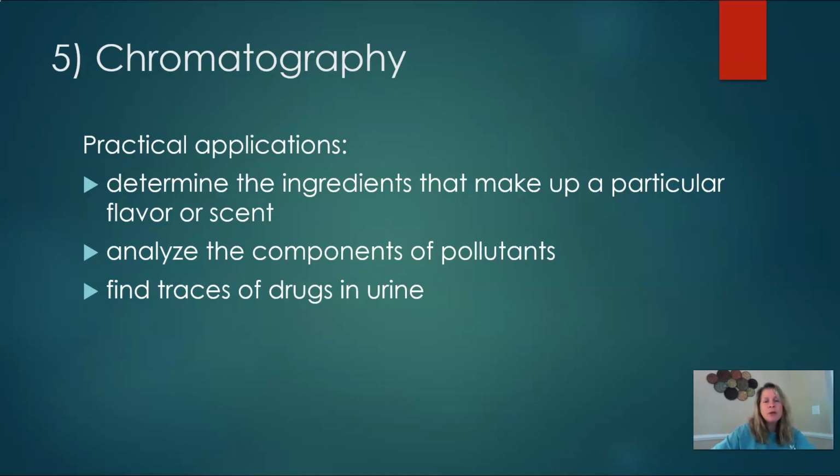Another thing would be if you were looking for drugs in urine, if you're doing drug testing, they can take urine and put it on chromatography paper and separate it out. And if there were a certain drug present in your urine, it would show up at a certain spot in the chromatography paper. And they would be able to identify what type of drug that is based on where it landed on the chromatography paper.